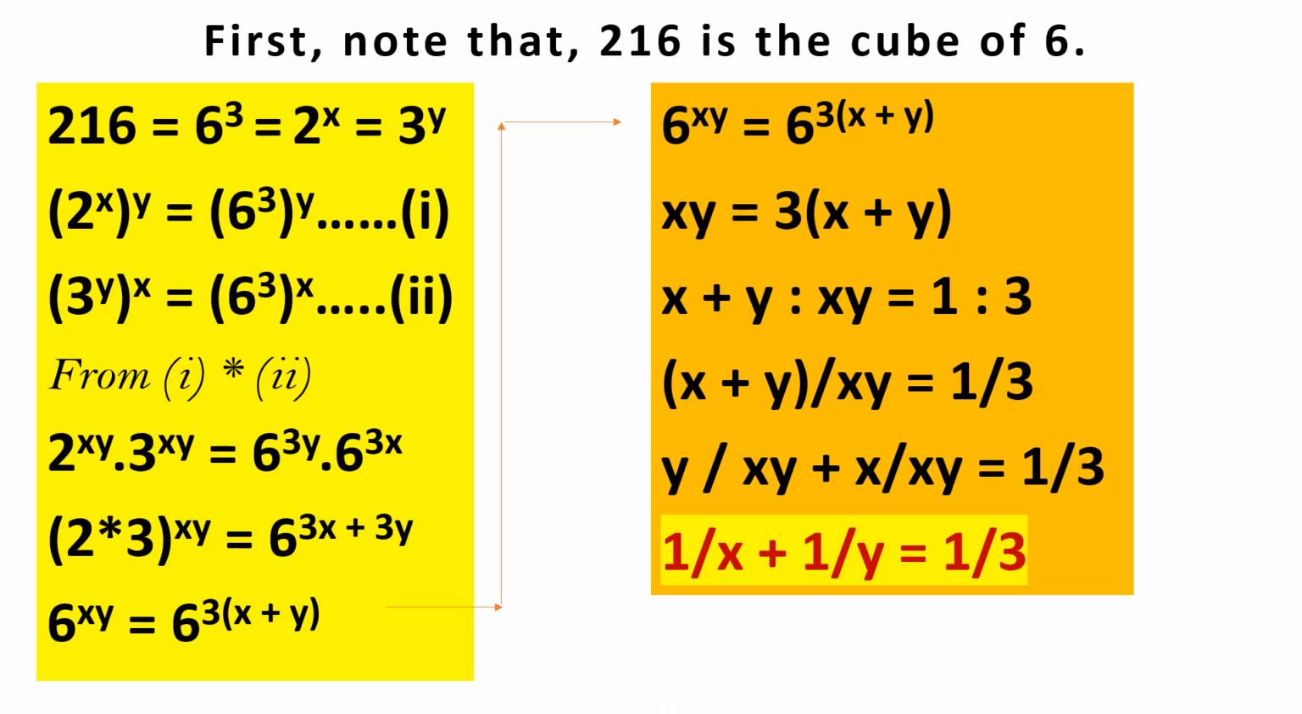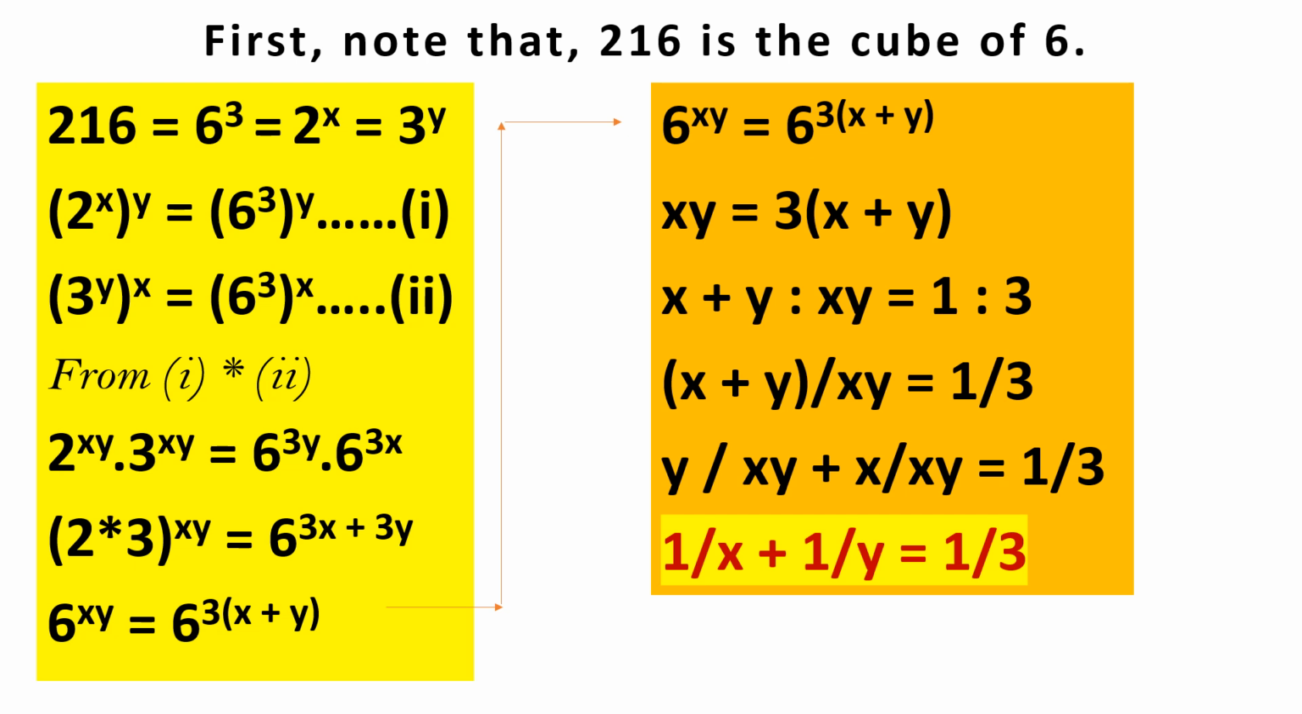Note that 216 is the cube of 6. First, take 2 power x equals 6 power 3. Raise both to power y, we get 2 power xy equals 6 power 3y.